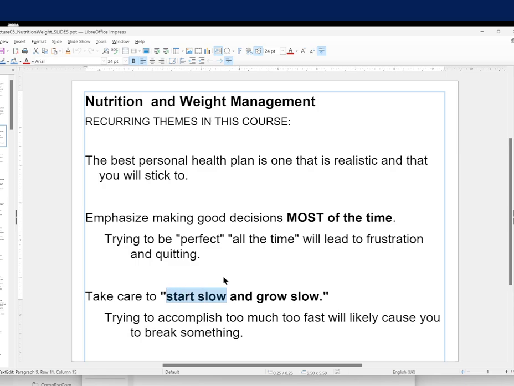So start slow, grow slow. Start slow is especially important in physical fitness, next week's lecture, because if you try to do too much too soon, you're going to break something. And if not ending up in the emergency room or the doctor's clinic, you could pull a muscle or something, and now you can't exercise for several days to a week. So don't try to do too much too soon. How do you know you're doing too much too soon? Well, we'll talk about that next week.